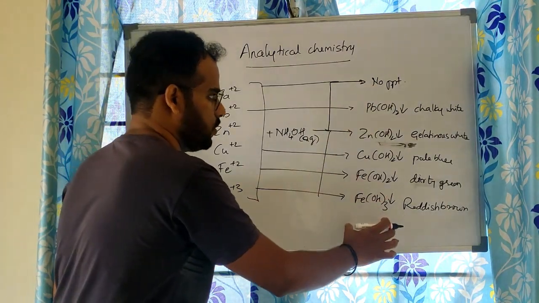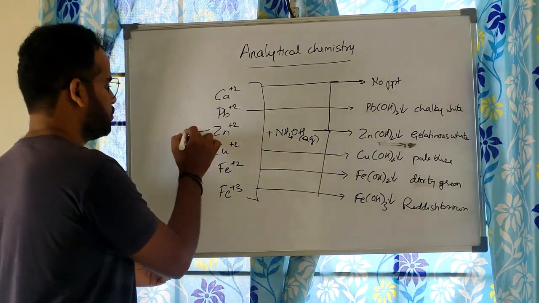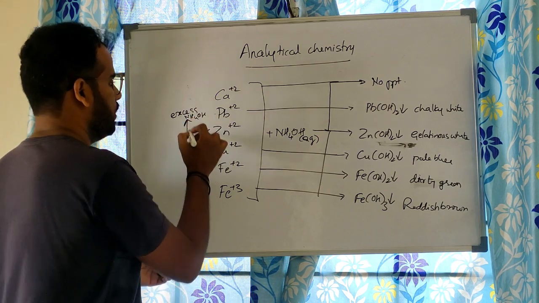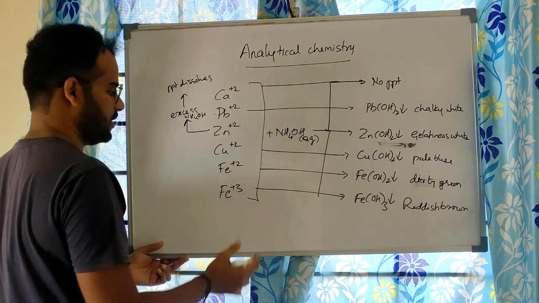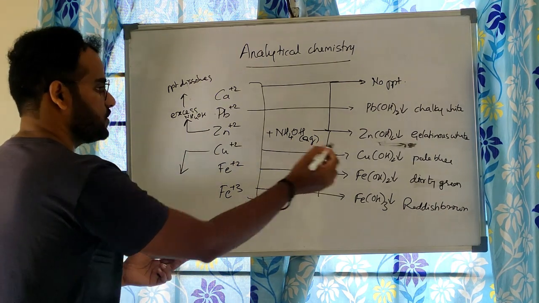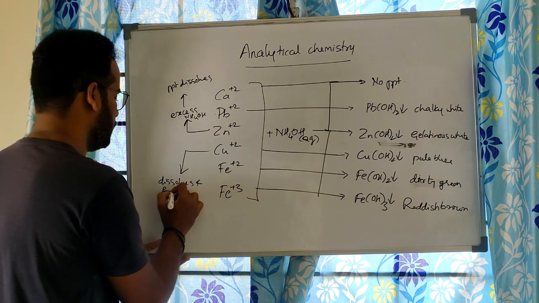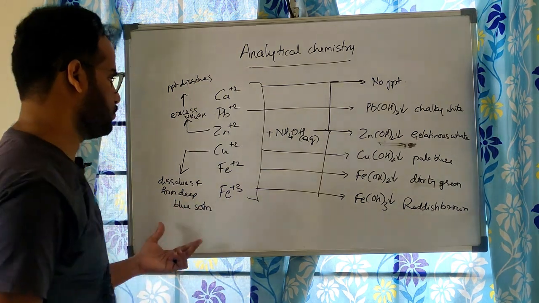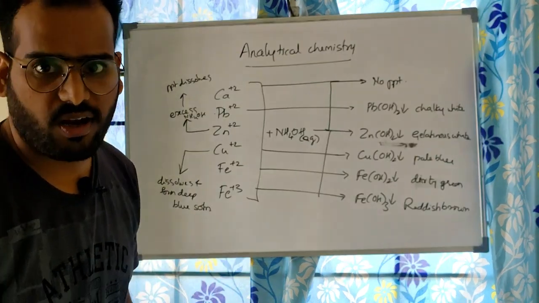All other things will form the hydroxide, same colors, same precipitate, same color. Again, what is the change? When you add excess ammonia solution, zinc, the precipitate dissolves and becomes colorless. Apart from zinc, this time it will be copper. So copper, which is pale blue precipitate, dissolves and forms deep blue solution. Okay, so that's the chemistry behind part 2 of story 1.